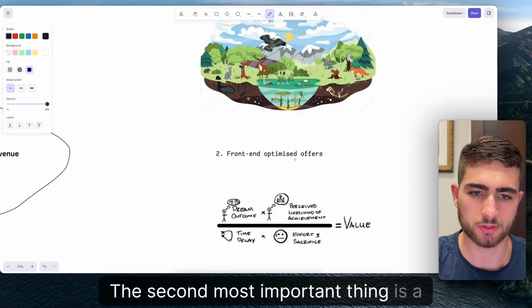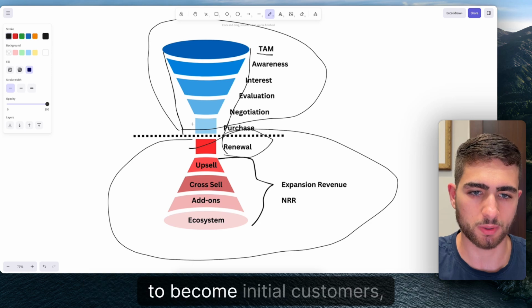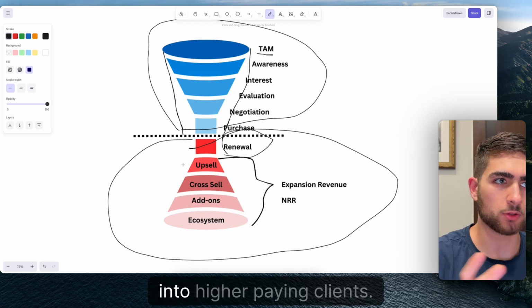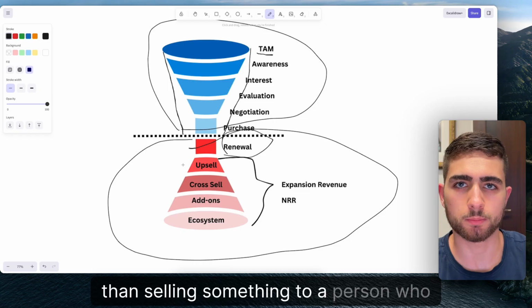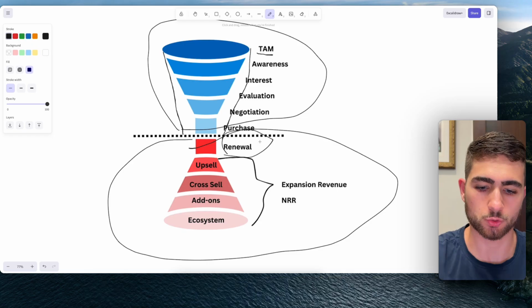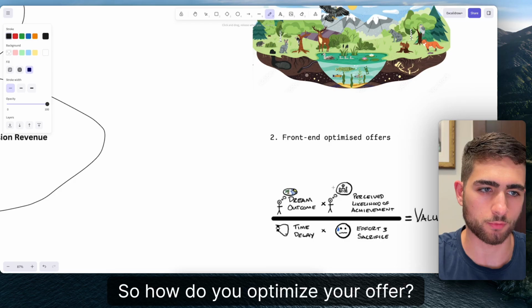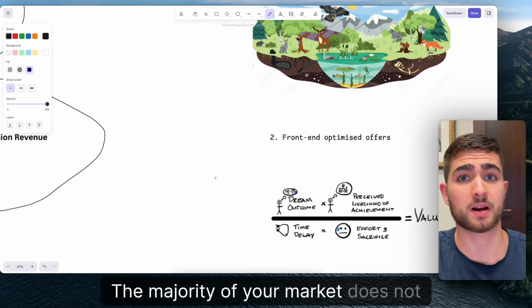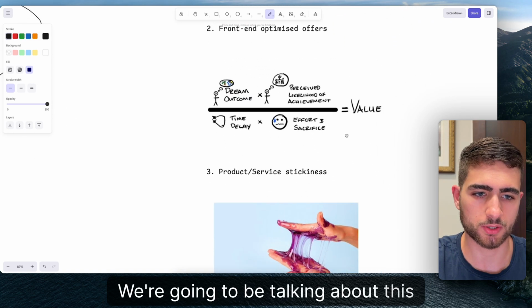Then the second most important thing is a front-end optimized offer. So the more people you can convert here to become initial customers, the more opportunity you have to convert those people into higher paying clients. There is nothing easier than selling something to a person who just bought it, okay? If somebody is already a buyer, they're going to keep buying as long as you deliver good services and you follow the basic principles, right? So how do you optimize your offer, especially when you're selling to cold traffic, which is the majority of the market anyways, by the way. The majority of your market does not know who you are and does not trust you. Okay, so you need to optimize your offer. We're going to be talking about this with some examples.